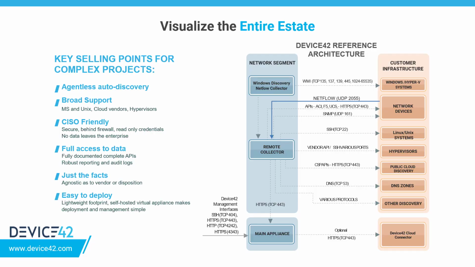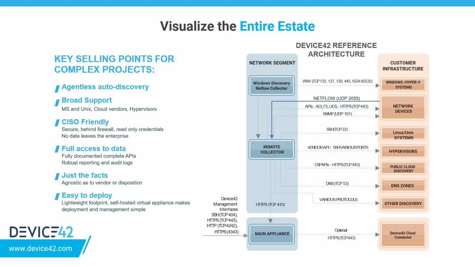Hello everyone, this is a quick overview of the deployment architecture and sizing of Device42 components. There are three key components of Device42 in every installation, and you can see them represented in blue in the network segment of our reference architecture on the right. Each installation is going to require at least one of each, and potentially more remote collectors and Windows Discovery Services to provide discovery throughout the environment.